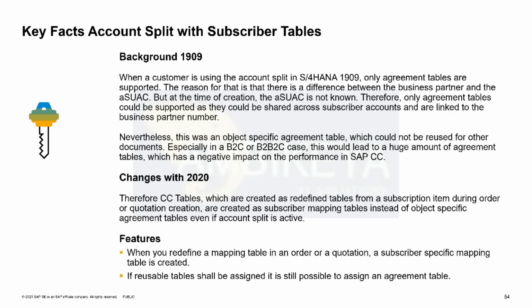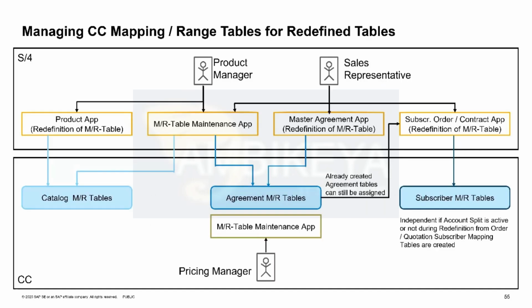And this led now to a change here. With 2020, we reintroduced the creation of subscriber mapping tables, even if we have the account split active. So this is the picture now, so more or less the change picture. We must just look on the right hand, nothing changed from the former release, except on the right hand. So in the past, this subscription order contract app always created agreement tables. This will now again create subscriber tables.